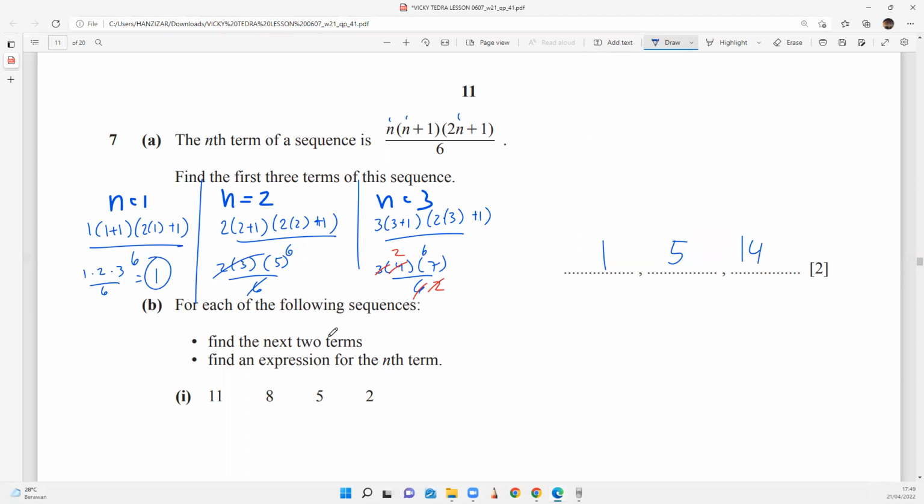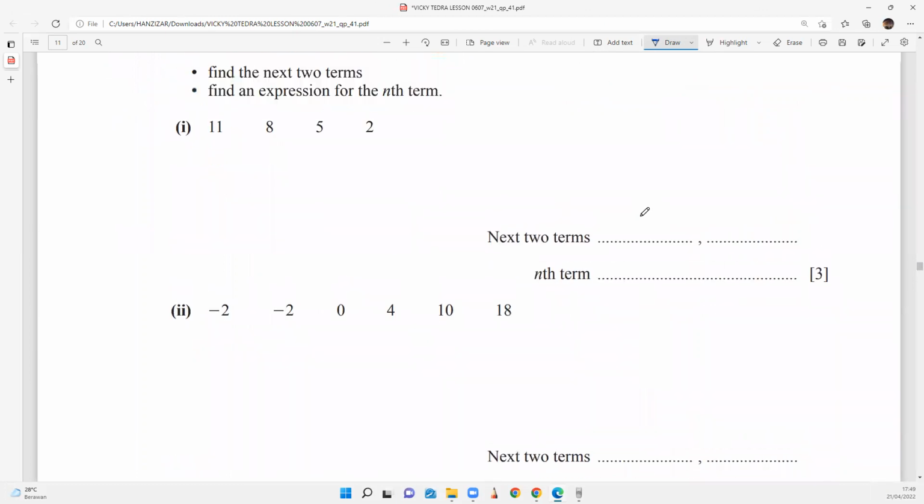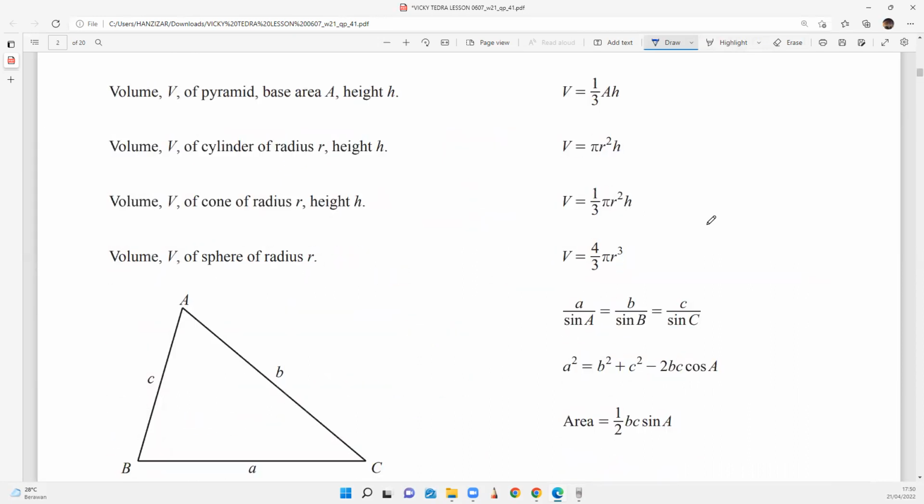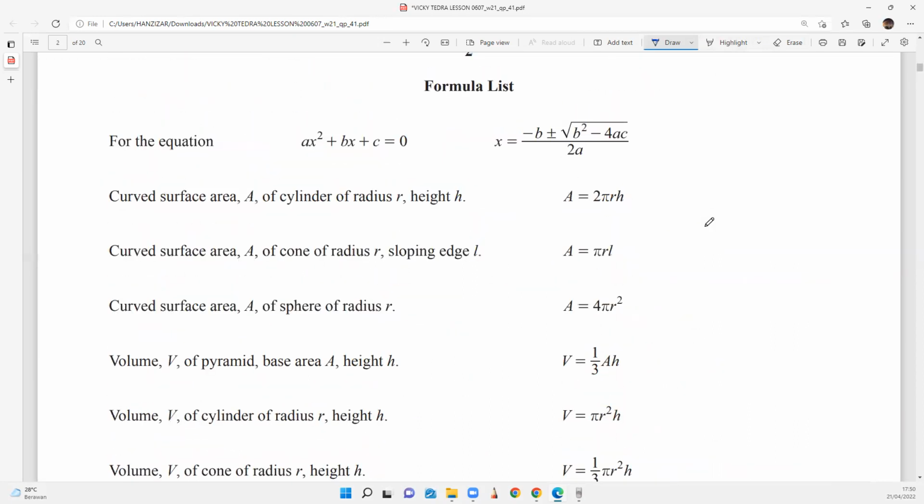For each of the following sequences, find the next 2 terms and find an expression for the nth term. Okay. So you subtract 3, subtract 3, subtract 3. So you know this is an arithmetic sequence, which has the formula Un equals U1 plus d times n minus 1. Remember this formula? I think you need to remember this. Or I think it is provided. Let's see. Oh no. Okay, no formula about that. So you have to memorize it on your own.